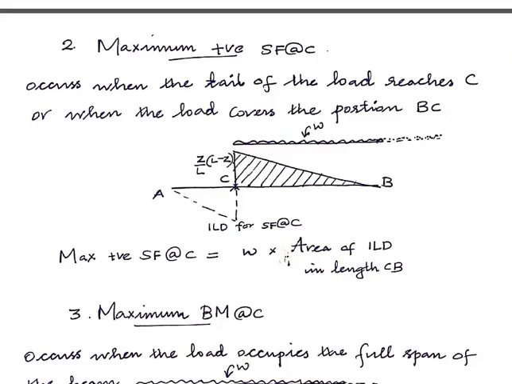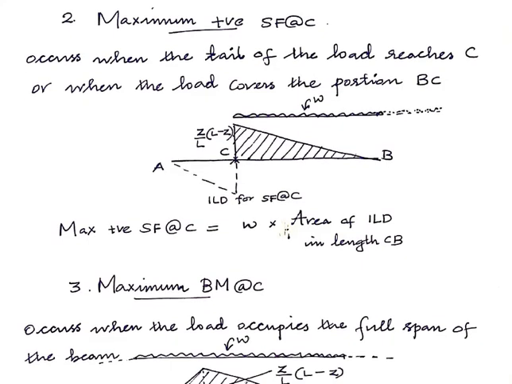Now let's see when the maximum positive shear force at C will occur. Maximum positive shear force at C occurs when the tail of the load reaches C, or when the load covers the portion CB. You can see as in the figure, this is a beam AB and this is a point C. So to have the maximum positive shear force at C, the tail of the load should be at C, which means the load should completely cross the portion AC, and the tail of the load should be at C, which means the load should cover only the portion CB of the beam.